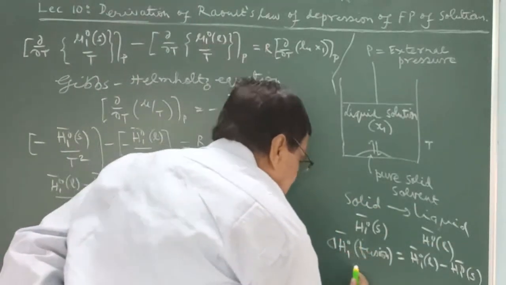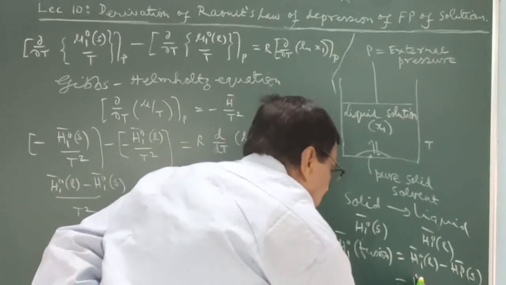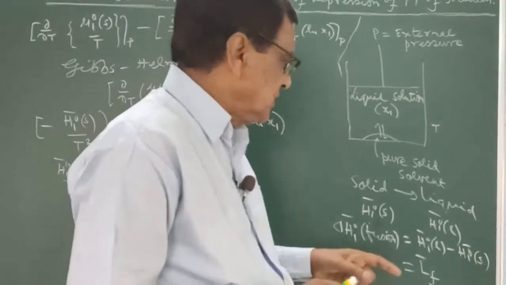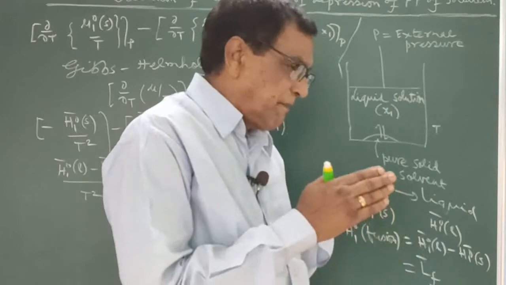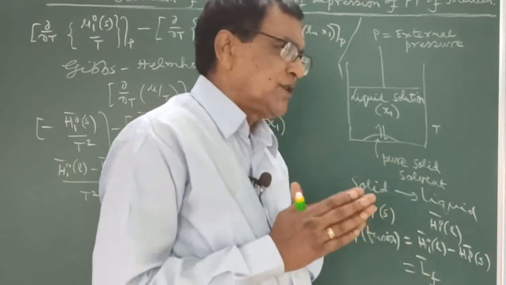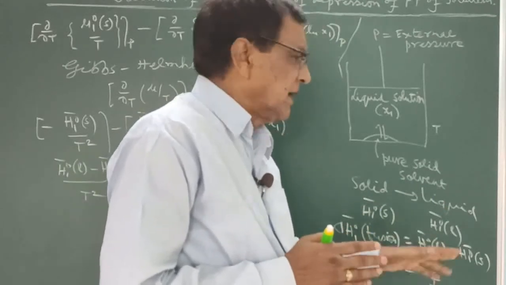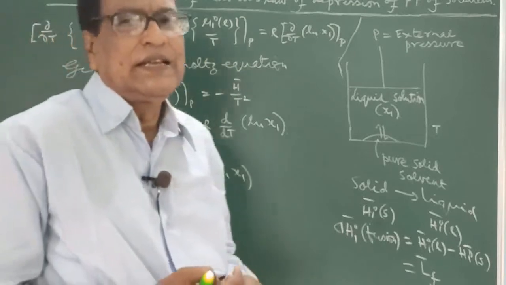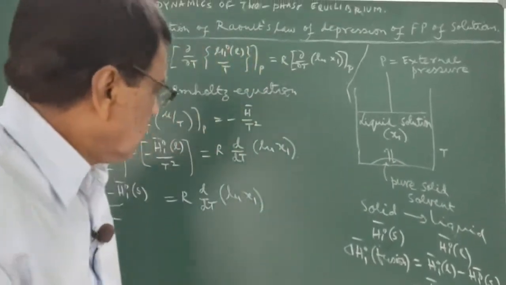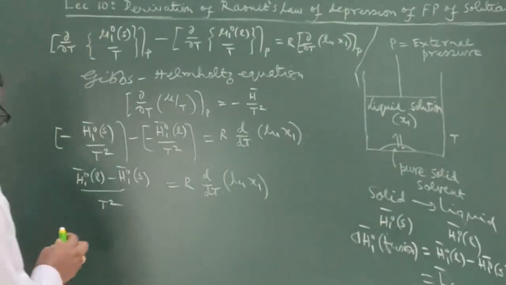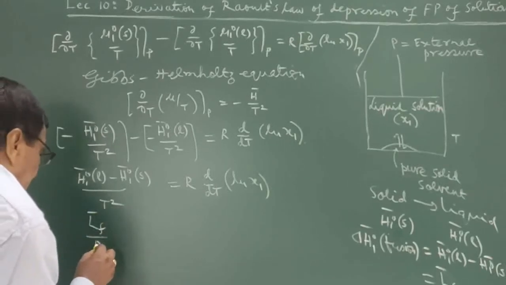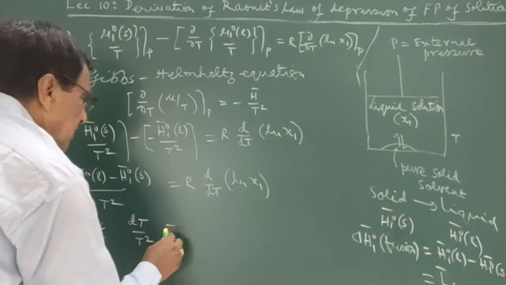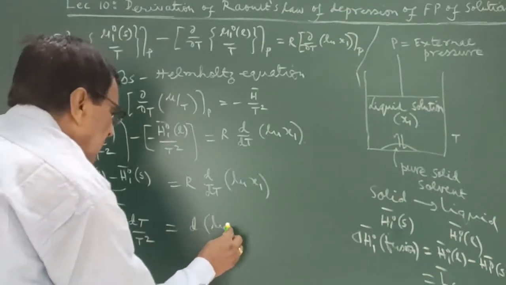So we can write this as L F bar, the molar latent heat of fusion, with the naught omitted for the pure solvent. The molar latent heat of fusion and the partial molar latent heat of fusion are the same for an ideal solution only, and we have chosen the ideal solution from the very beginning. So I can write this L F bar divided by R, dT coming here, divided by T square, and this is equal to d ln x1.